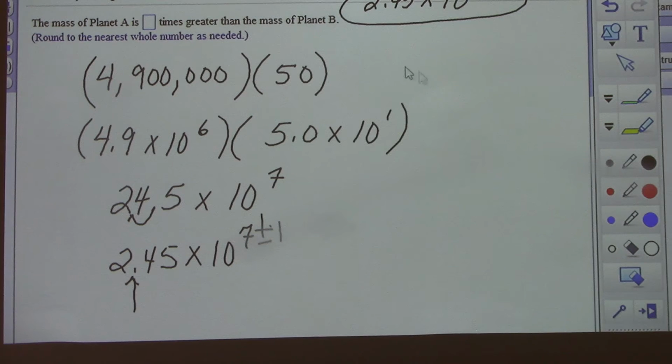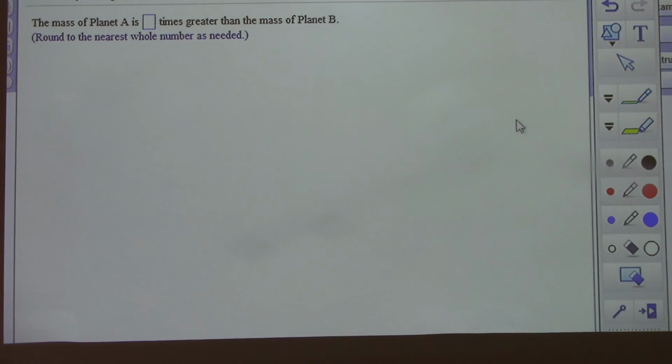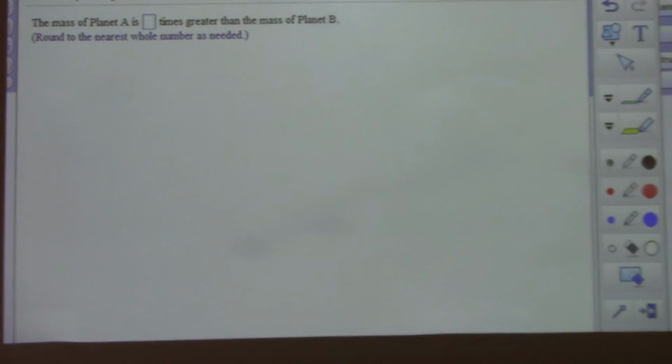Last problem in your homework, or of your homework. I don't know if all these are in your homework or not. If I can't discourage you by this one, then this one will finish you off. The mass of planet A is blah, blah, blah. And the mass of planet B is blah, blah, blah. How many times greater? Okay, stop.